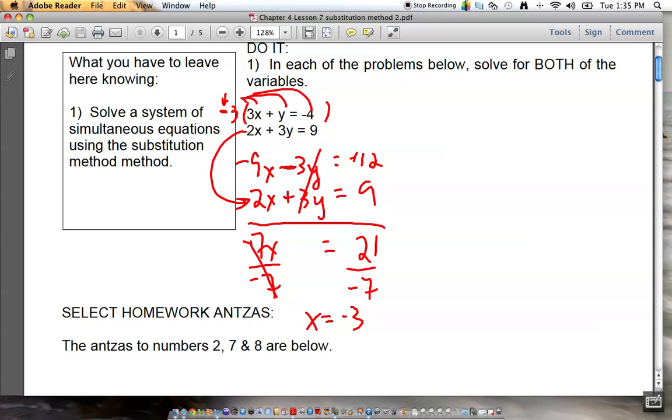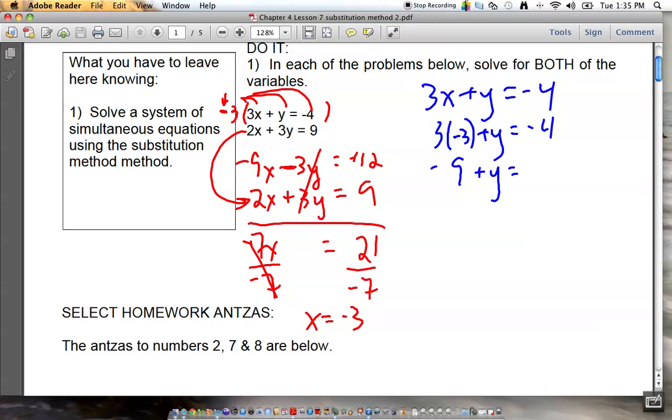Now, next step. I gotta go back and get y. Spencer, make sure we show our work like this tomorrow, right? 3x plus y is negative 4. You can write over either equation, it doesn't matter which one. X is negative 3, so I go 3 times negative 3 plus y is negative 4. Negative 9 plus y is negative 4. Add the 9 to both sides. Y is 5. So I get x is negative 3 and y is 5.